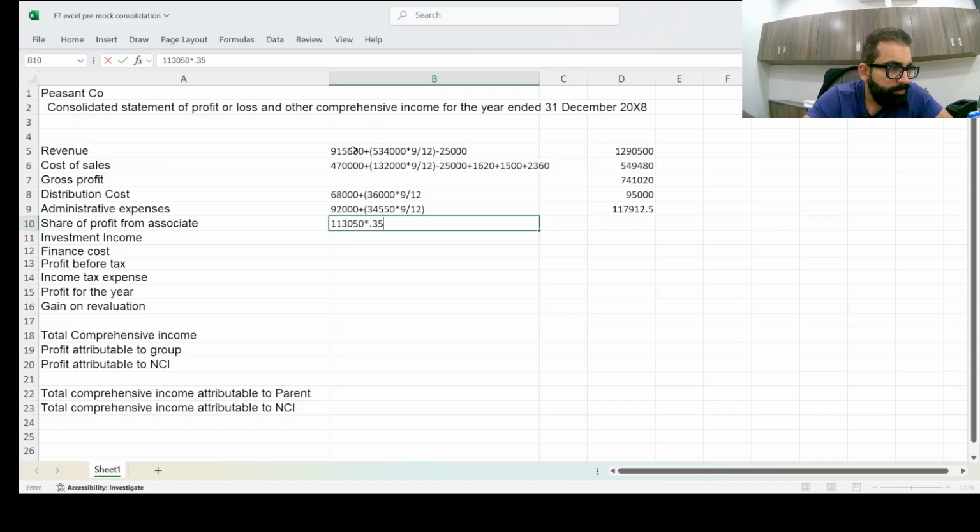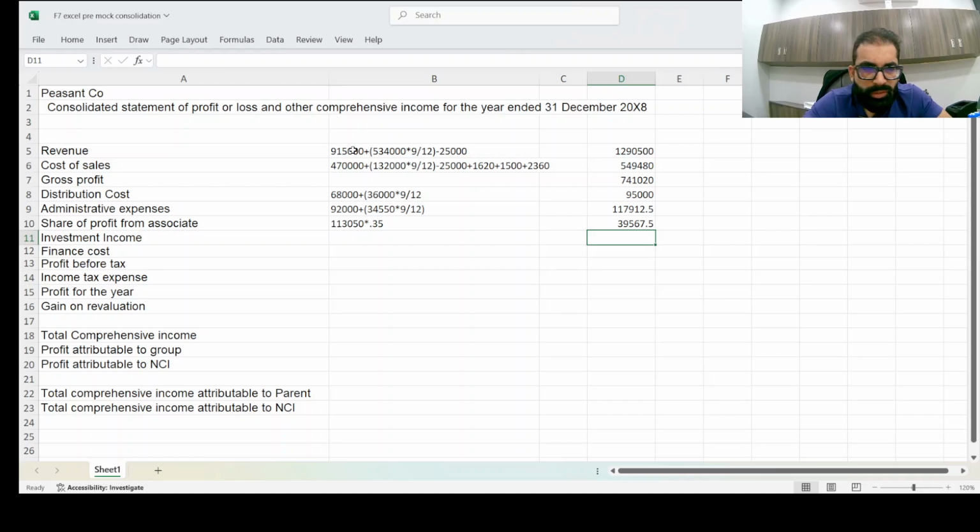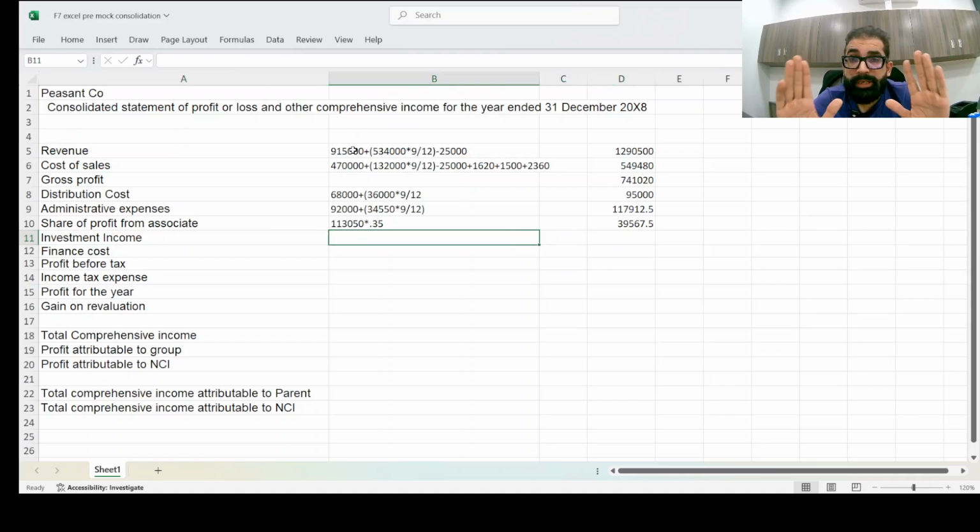Equal 113,050 into 0.35, which is 39,567.5. It's perfect. Then yes, investment income I have taught you in detail. I have given you time right now on my iPad, remember? So now I'm just going to take 56,500, then subtract your dividend income.